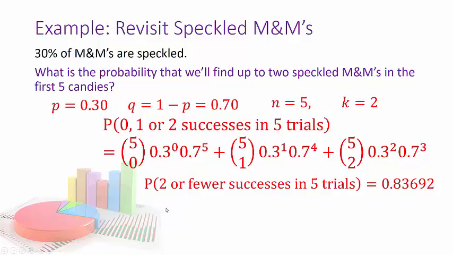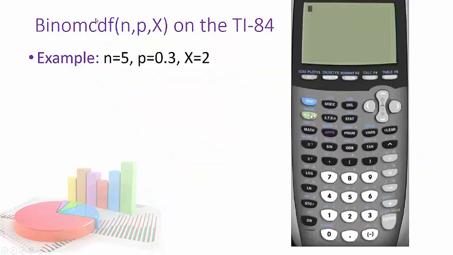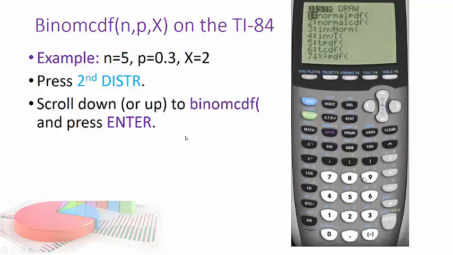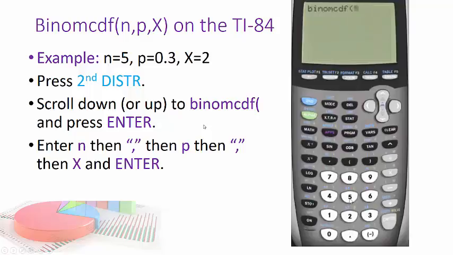And yes, there is a shortcut on your calculator, so you don't have to even do each of these individually. There's something called the Binomial CDF, Cumulative Distribution Function. Cumulative, think of like totaling up. So we do the same thing. We're going to press second distribution, and then we're going to scroll down to Binomial CDF and press enter. Then we'll do our n, comma, in this case 5, comma 0.3, comma 2, enter. And that will give you the same value we got by calculating each one of those individual probabilities that I just showed you, cumulative, in the calculator.